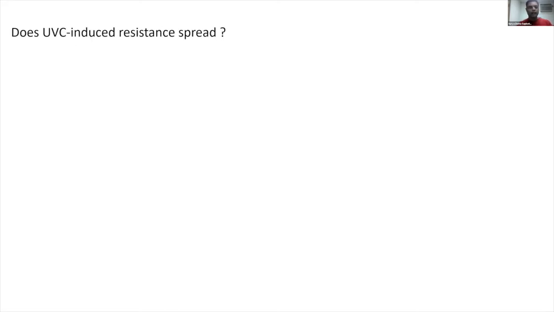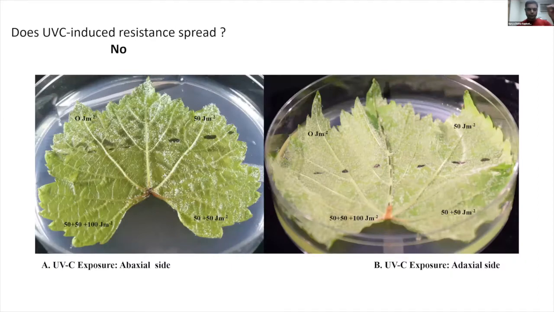Another question I asked is whether the resistance is systemic or more localized. So if we treat a particular spot, is it going to stay there or is it going to spread? From here, you can see I used different doses of UV on the same leaf, starting from 0 and going all the way to 200, and at 200 there is almost no growth.